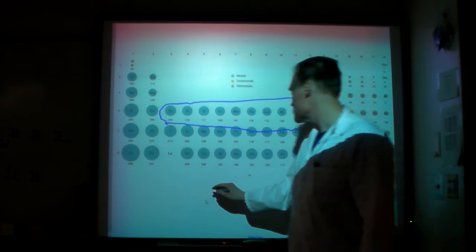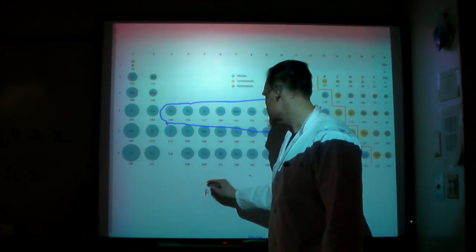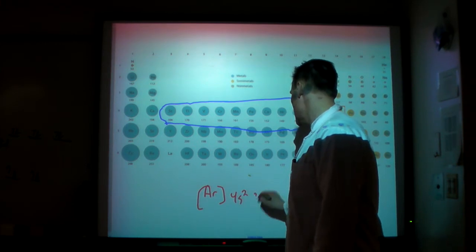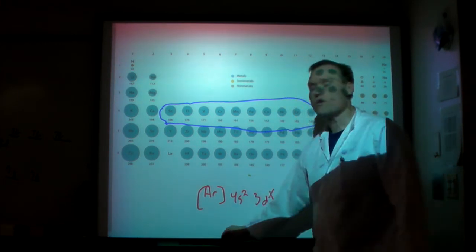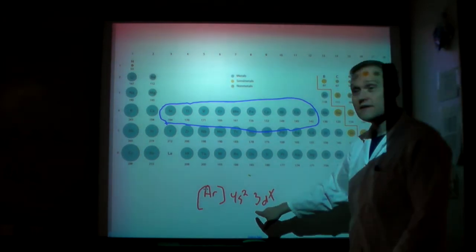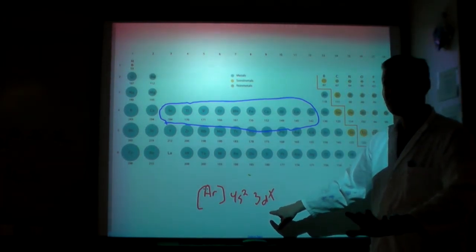Yes, sir? Wouldn't it be just Ar 4s2 3dx? 4s2, 3dx. And where are the electrons going? Into the d orbitals. Of which level? Third. Which one is defining the size of the atom? First. Wait, no, what? 4S. Stop answering a question before you know the question yet.